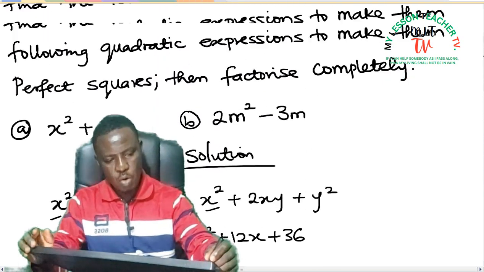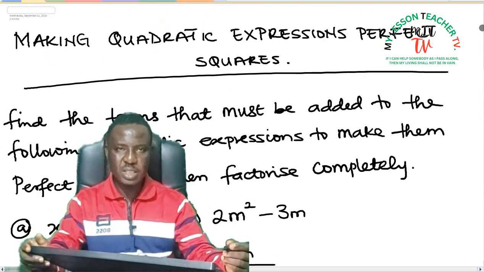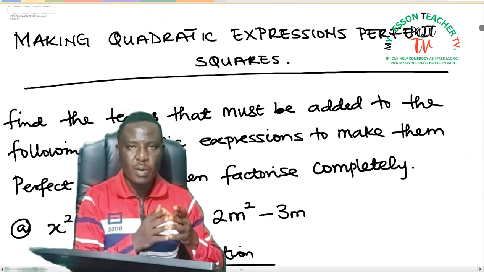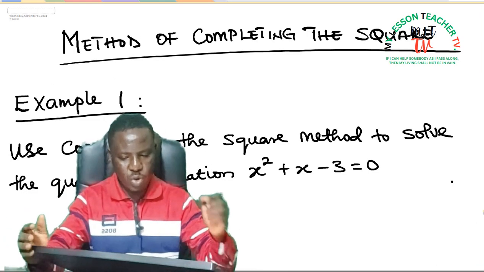So having known how to make quadratic expressions perfect squares, this is going to guide us in completing the square method. So let's look at the completing the square method.